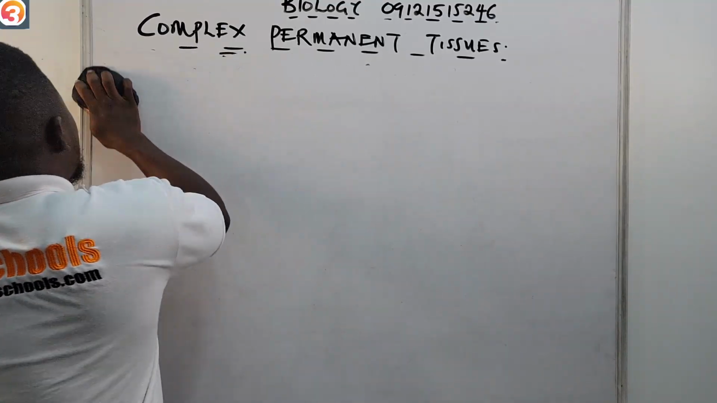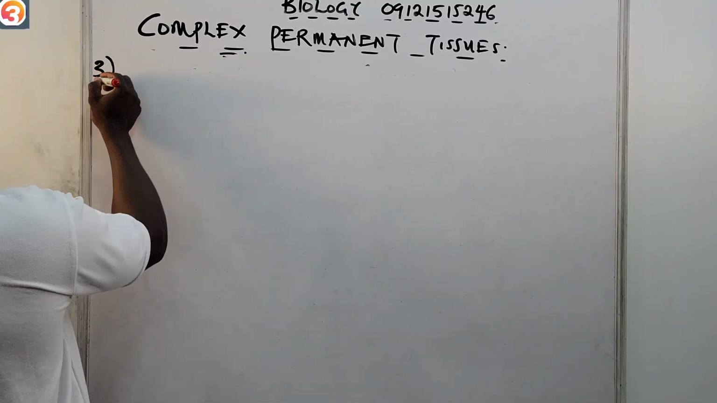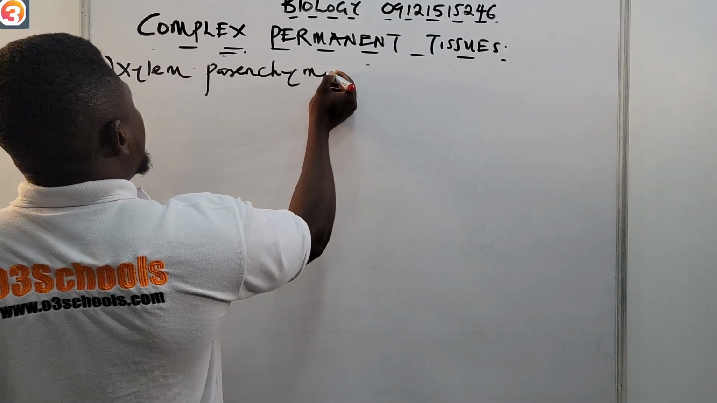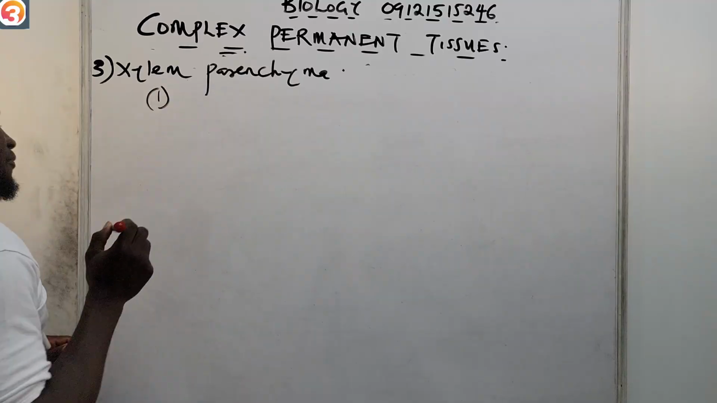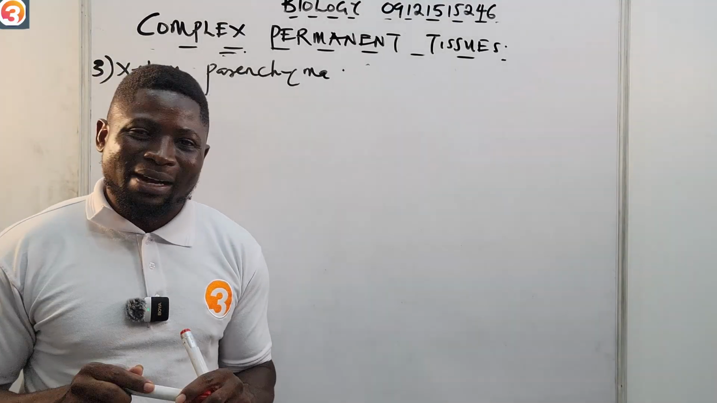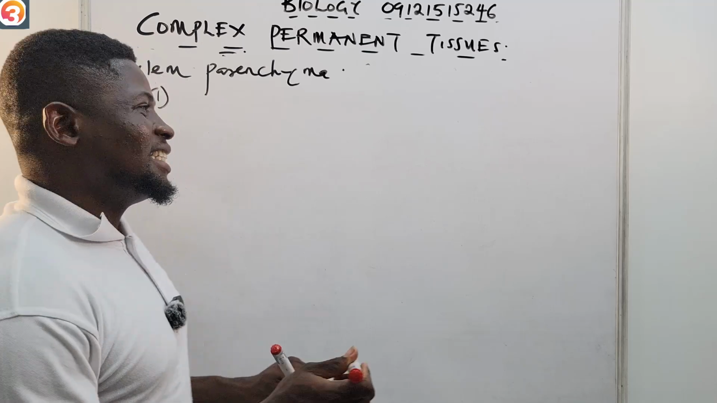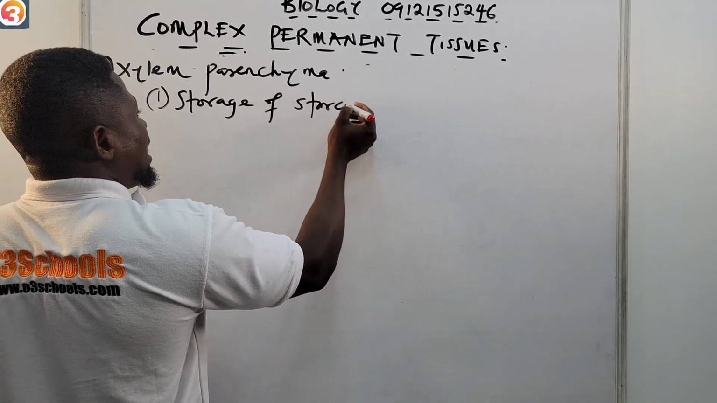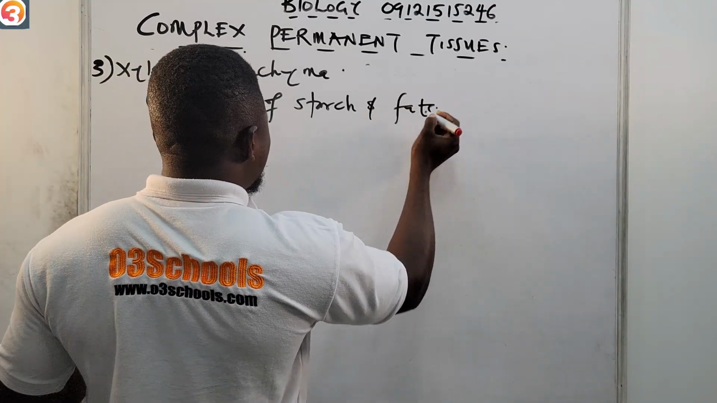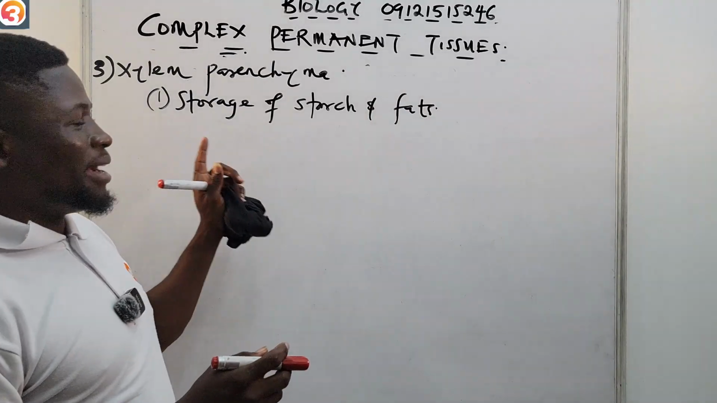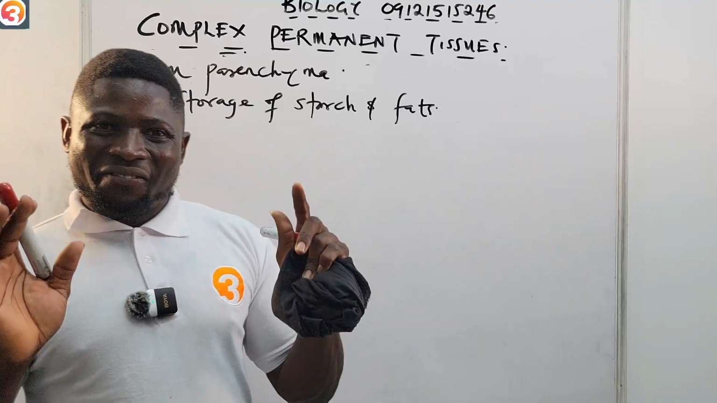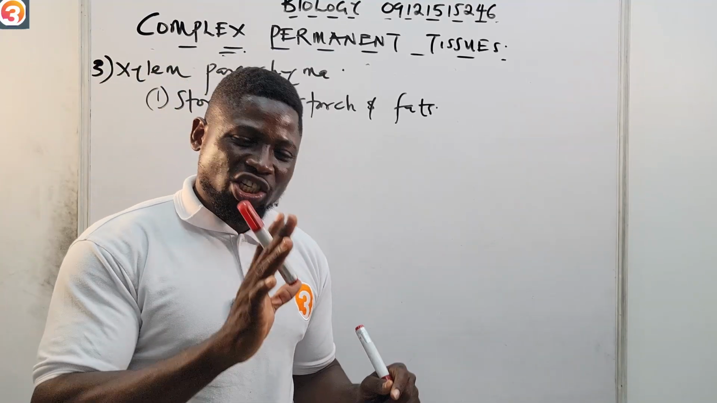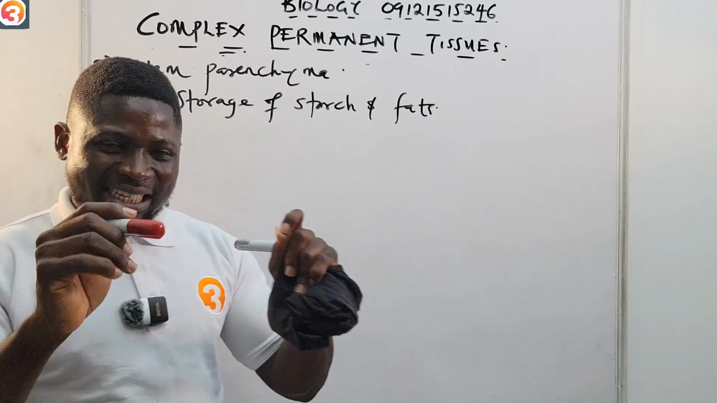So number three, xylem parenchyma. Number one, the function of the xylem parenchyma. Most importantly, they store starch and fats. Take note of that. The xylem parenchyma stores starch and fats. Let it stick in your head.